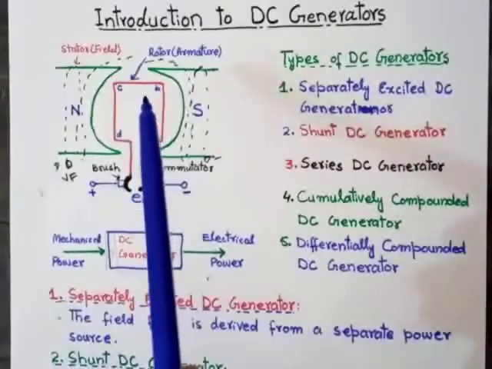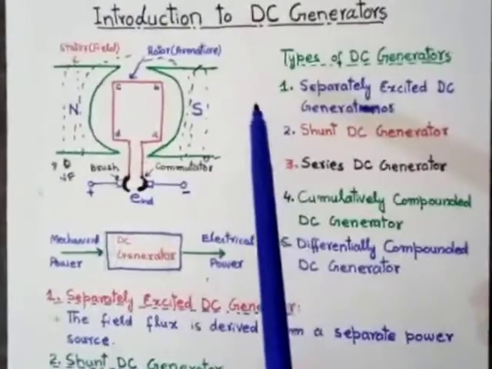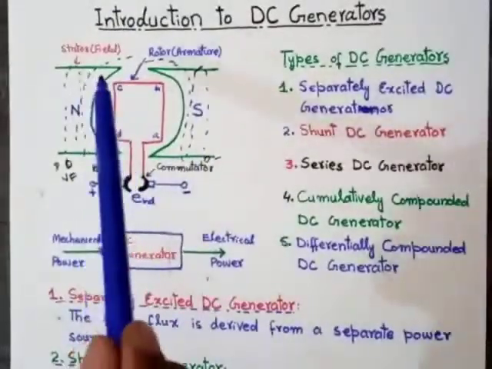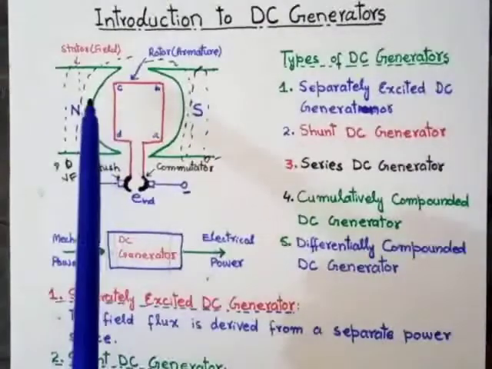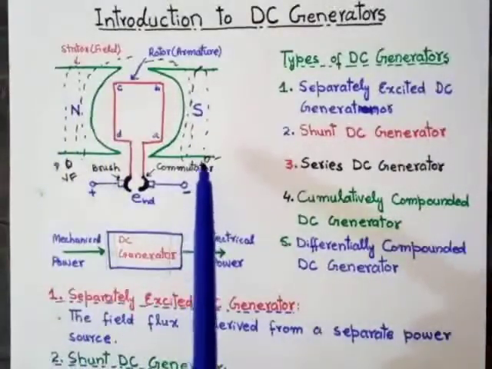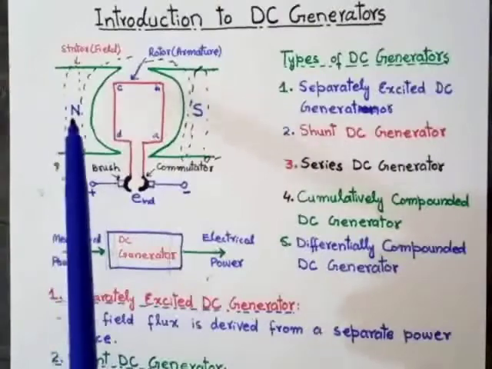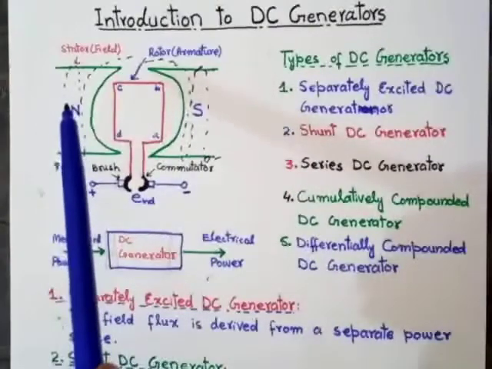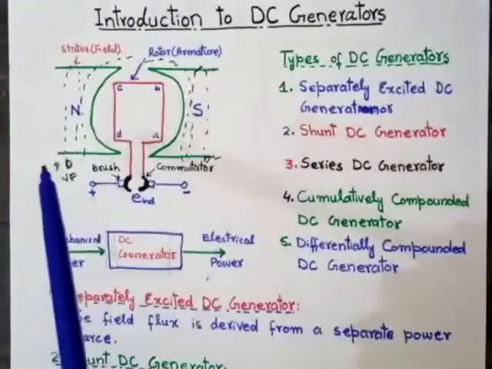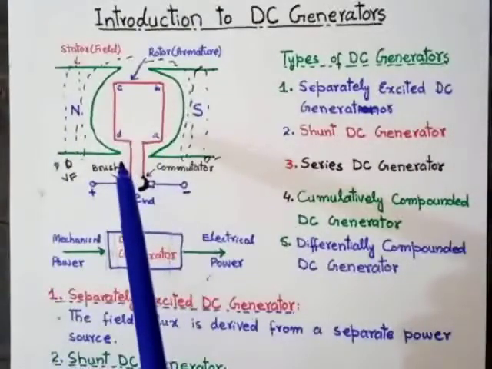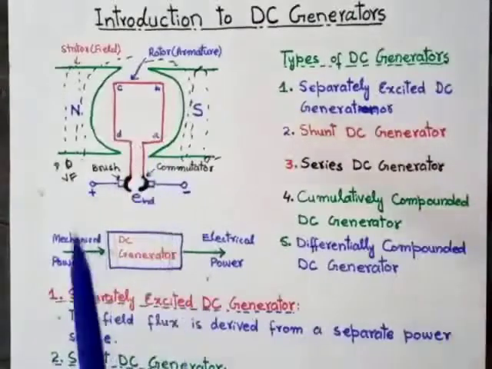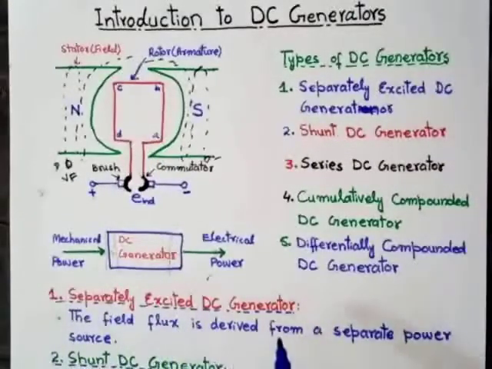The separately excited DC generator is the generator in which the field winding is supplied from a separate power source. It means the voltage we give to the field winding is separate from the armature. This type of generator is called the separately excited DC generator. It is the generator in which the field flux is derived from a separate power source, which is independent from the generator itself.